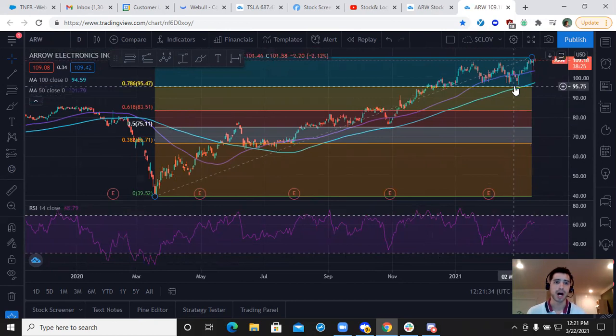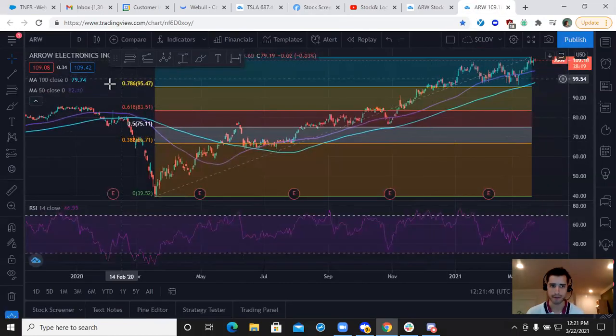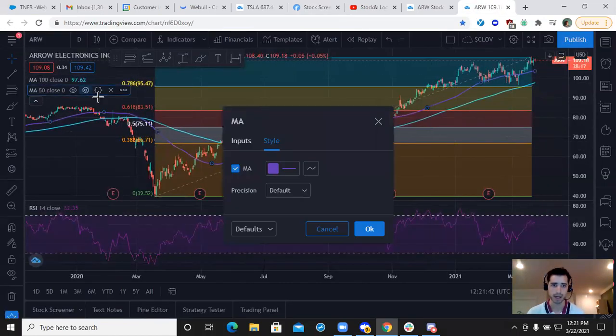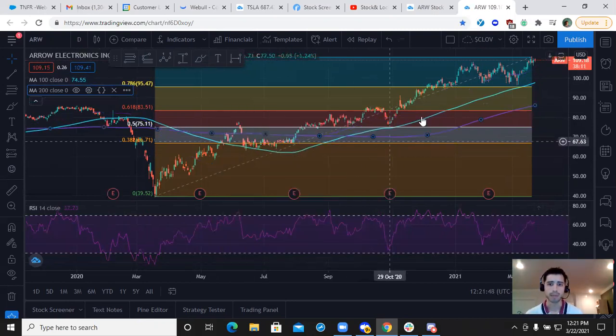Staying above this 100-day moving average. And remember, guys, we're 27% above the 200-day moving average. Just something to think of. So if I come here, put in 200, boom, look at that, 27%, okay? So just something to think about.